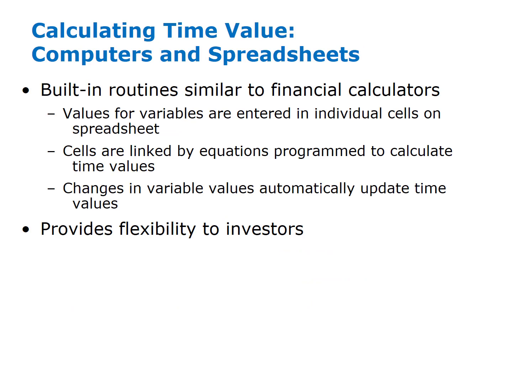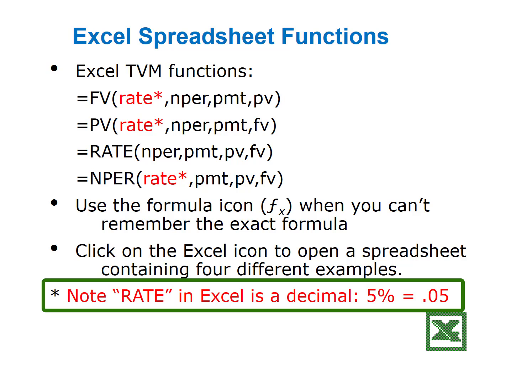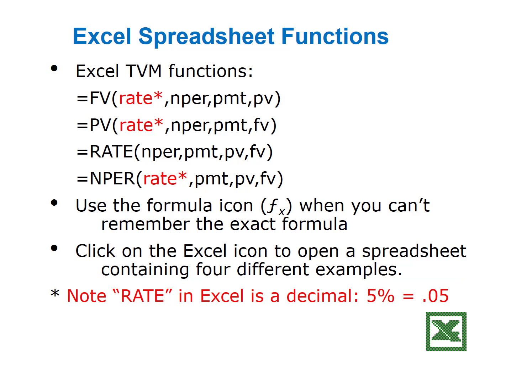I suspect we're all familiar with the power of spreadsheets, and hopefully you all have basic familiarity with Excel. We'll look at the built-in Excel functions provided to solve TVM problems. There's an Excel function for each of the 5 TVM keys, as they're shown on the slide. You do not have to remember the name of each one or the order of the parameters. Click on the formula icon, f of x. Remember, in Excel, rate is a decimal, not a whole number. The Excel icon will open a spreadsheet with some examples if you need a refresher.